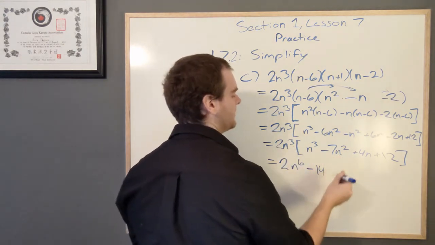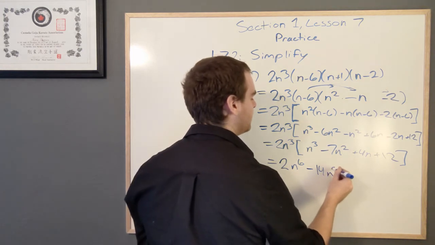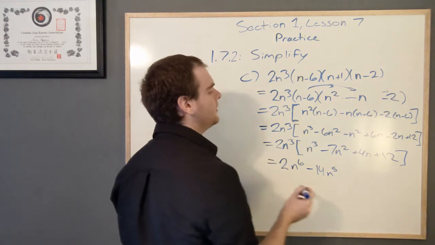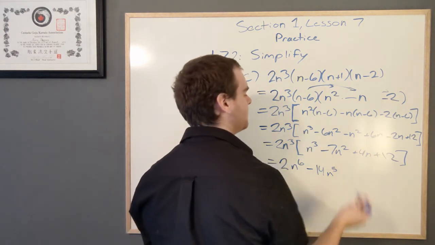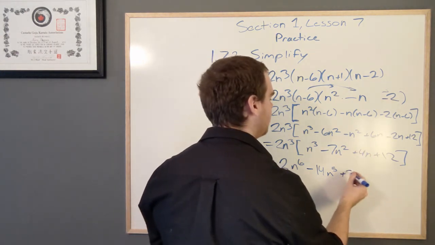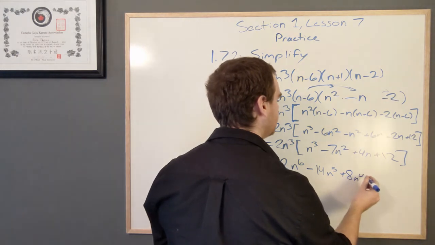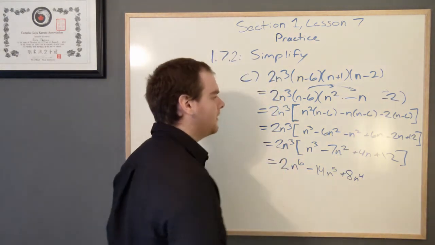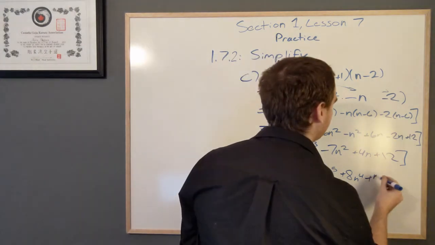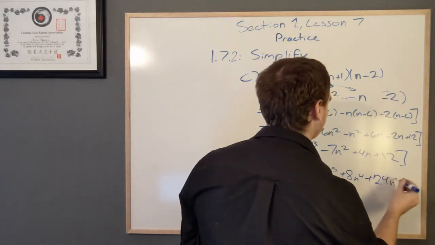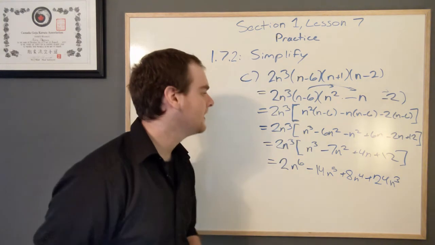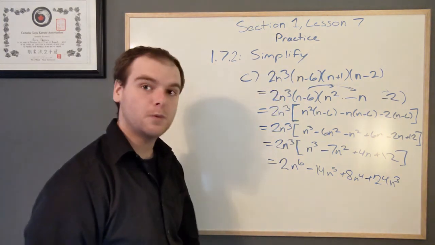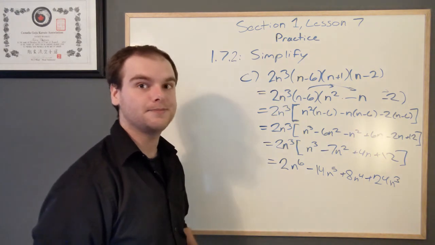n cubed times n squared is going to be n to the 5. Again, we are adding the exponents. 2n cubed times positive 4n is going to be 8n to the 4, and 2n cubed times positive 12 is going to be positive 24n cubed. And that big mess, after all of this work, is the final answer.